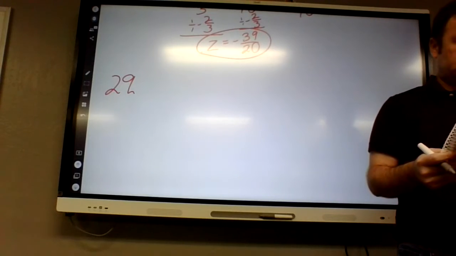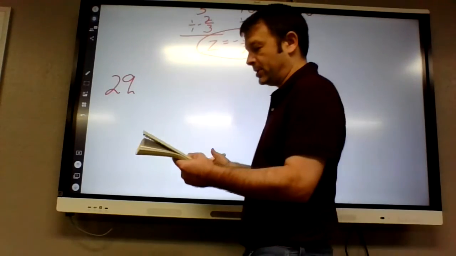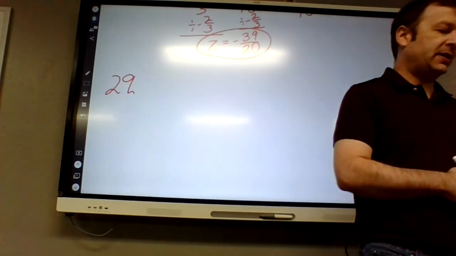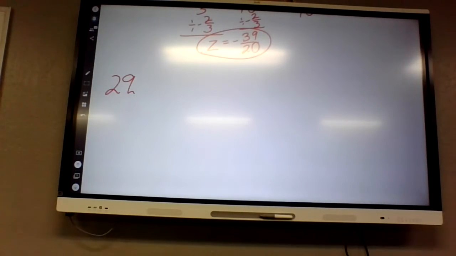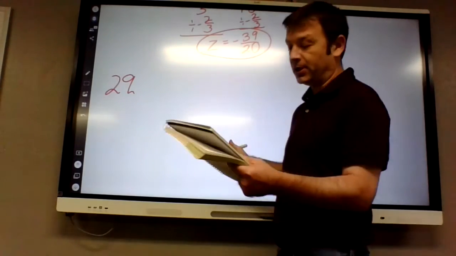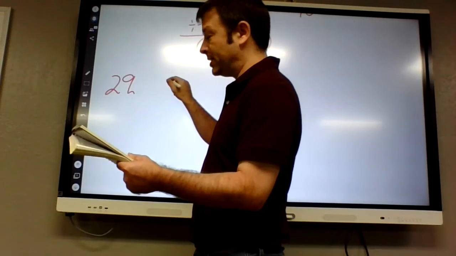Okay, here's another weird one. So 29 and 30 are kind of the same. 30 is quite tricky because it has a minus y on it, kind of like number 21. So be careful on 30. But 30 is a lot like 29.